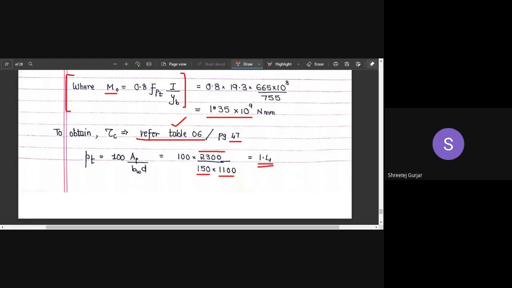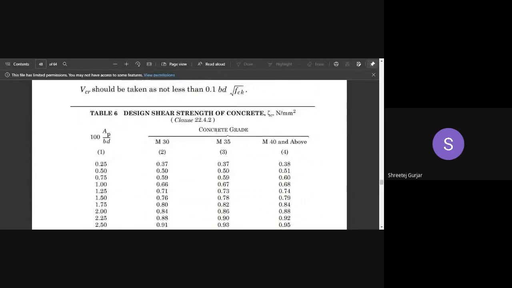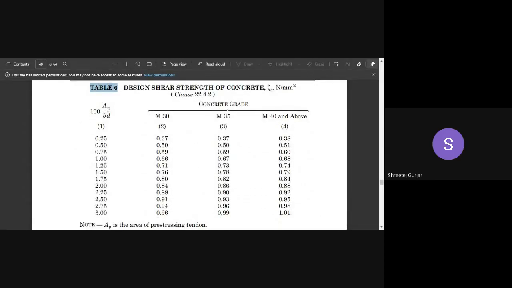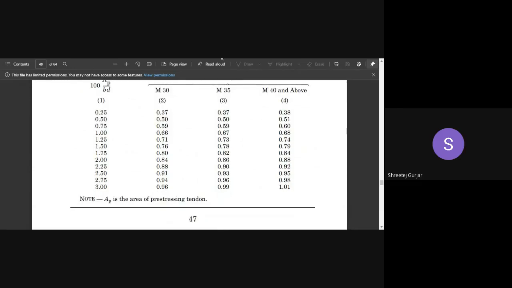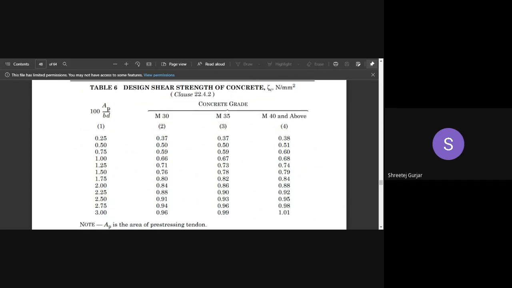Now let us move to the code book and check what is the tau C value. This is table number 6, to calculate tau C. Now what is the grade of concrete that we have to take? In the question they have mentioned the FCK value is 45 Newton per mm squared. So we have to use this particular column, M40 and above. Now this is the PT value which we have calculated.